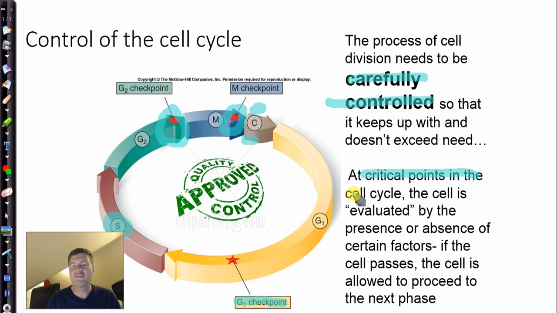So at critical points in the cycle, that cell is going to be evaluated to determine whether or not it meets the quality standards to continue. Cells that are messed up are killed. They're not allowed to continue, or they're stopped, and we won't get into that part too much. But cells are only allowed to continue if they're healthy. They're only allowed to divide if this whole cycle is working correctly. So this is the cell cycle, and we'll see in the next video what happens when the cell cycle control isn't proper and isn't working.